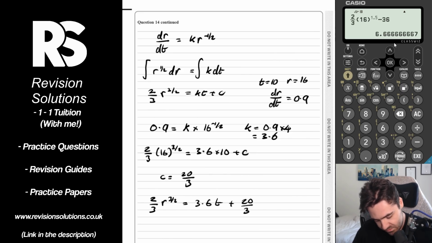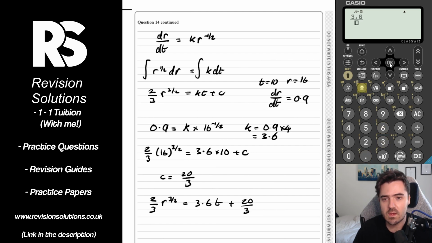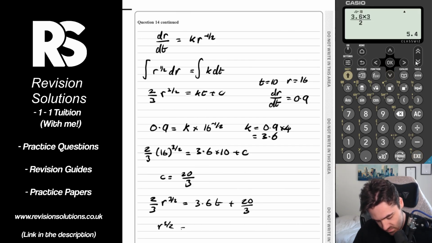So we need to multiply by 3 and then divide by 2. So 3.6 divided by 2, but multiplied by 3. That's 27 over 5. Let's just check that it's the 5.4 they wanted. It is. So r to the 3 over 2 is 5.4t. And then 20 over 3 times 3, that just makes it 20. And then divided by 2, that makes it 10. So that is what they asked for.